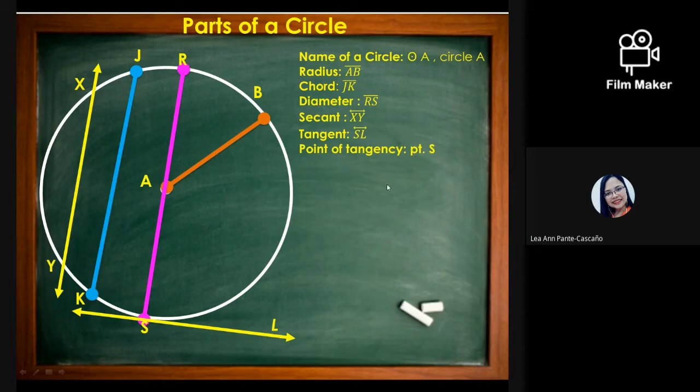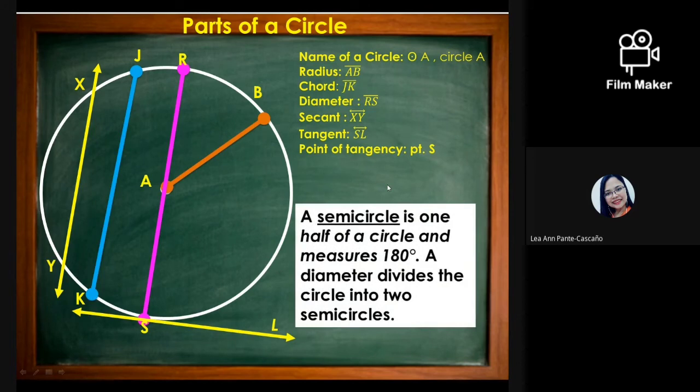Ayan po siya. Now, let's have a semicircle. A semicircle is 1/2 of a circle and measures 180 degrees. A diameter divides the circle into 2 semicircles. So if we have this given circle, and for us to identify the semicircle, that is half of a circle, yung kalahati daw po ng ating circle. Kung ito ay ang ating diameter, hinati niya sa dalawa, magkaparehong sukat ang ating circle. So ito pong arc na to from R through B to S, that is 180 degrees. From R through X up to S again, yan po ay 180 rin.